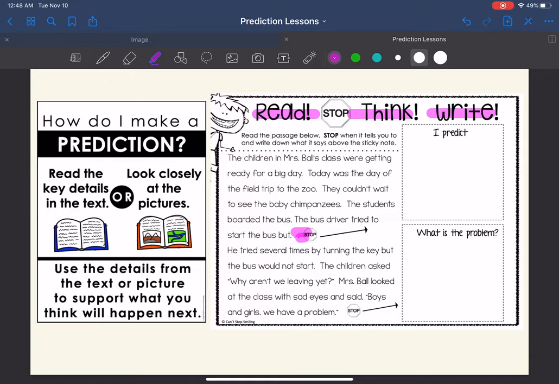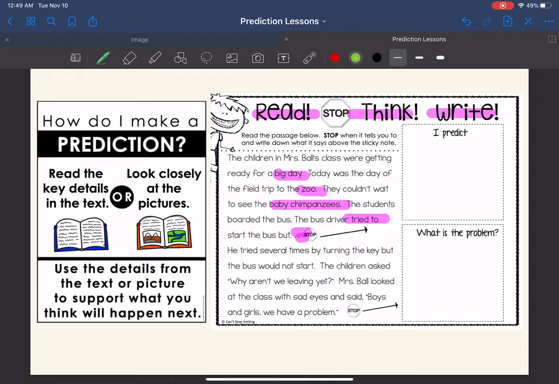So if we look at the clues, the children were getting ready for their big day. So it sounds like they're heading to somewhere important, which is the zoo. They couldn't wait to see the baby chimpanzees. Ooh, I would want to see baby chimpanzees. The students boarded the bus and the bus driver tried to start the bus, but what do we think's going to happen? So if we use our schema, when a car or a bus isn't starting, which I know, we probably need to call for help, right?